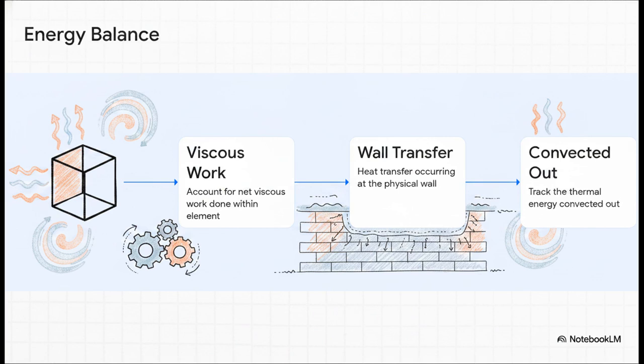Let's move on and see how this energy balance builds on that control volume box we talked about earlier. We have to track the thermal energy convected in, the heat transferred from the physical wall, the energy convected out, and any net viscous work done on the element. Though, quick aside, the heat generated by viscous friction is usually totally negligible unless your fluid velocities are extremely high.